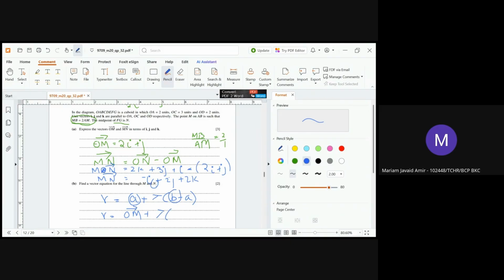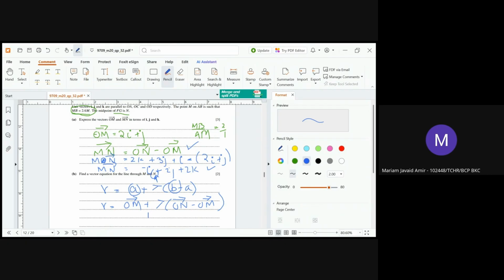B is the position vector of the other point, which is N. So ON minus OM. We've already found ON minus OM in part A. That came out to be minus I plus 2j plus 2k. So plus lambda (minus I plus 2j plus 2k), and OM is this 2I plus j. So R equals 2I plus j plus lambda (minus I plus 2j plus 2k). That's the answer for part B.